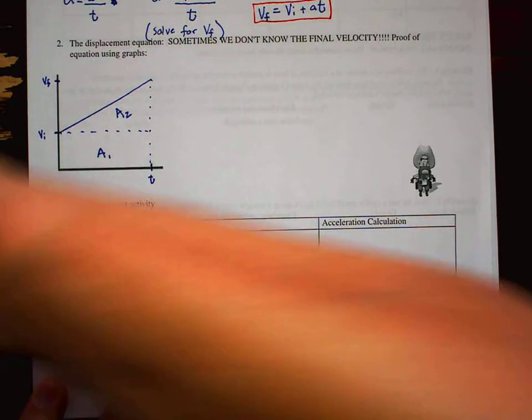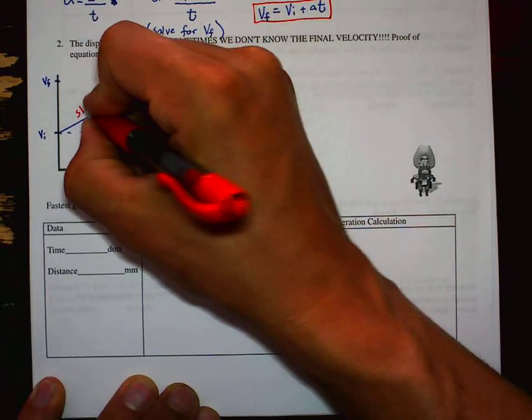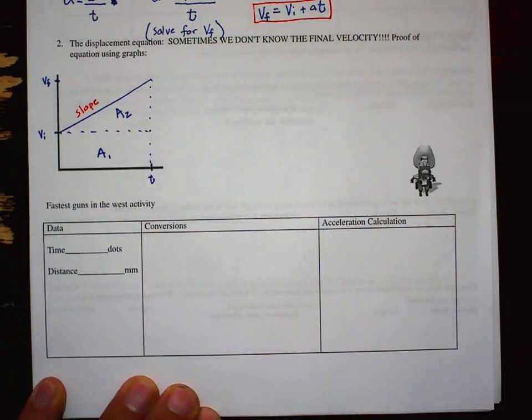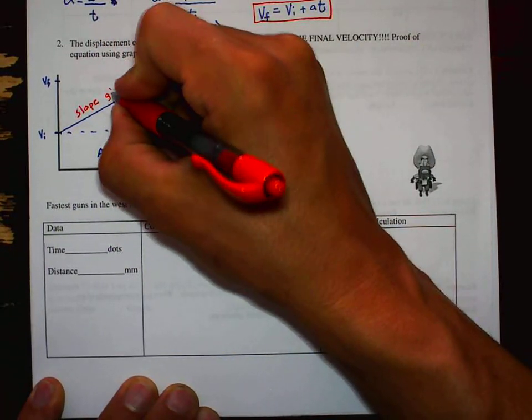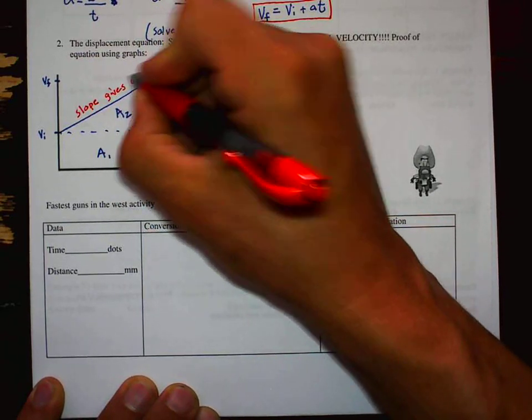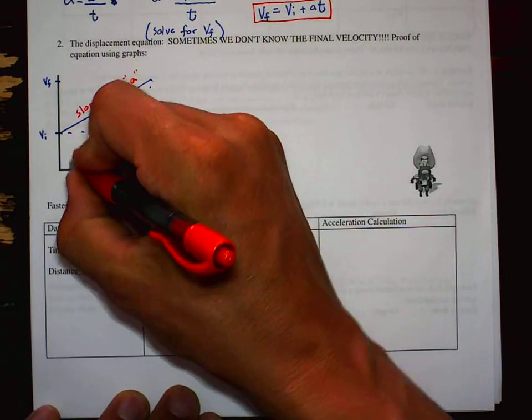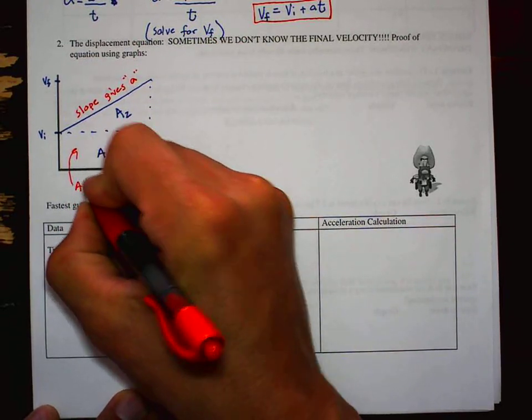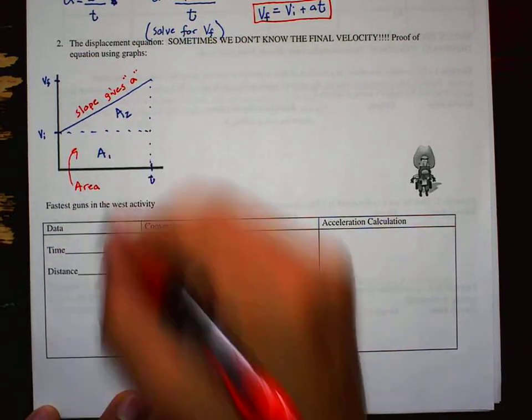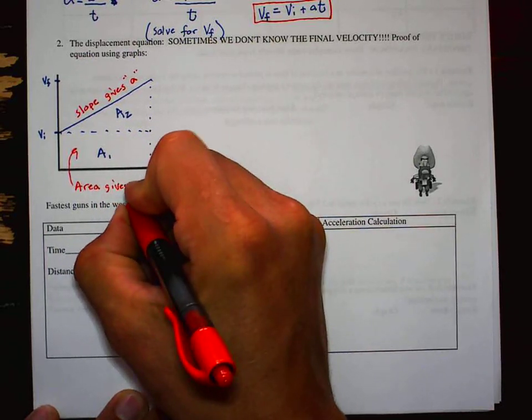Things we already know. The slope of this line gives what? Acceleration. Okay, and it turns out the area under this graph is going to give us the displacement, or the meters traveled. And we're going to prove that here in a second, okay? So area, and I mean the total area, gives delta x.